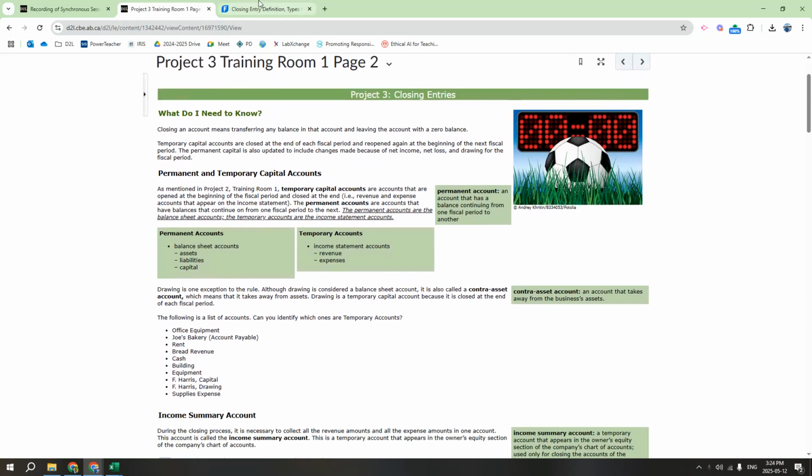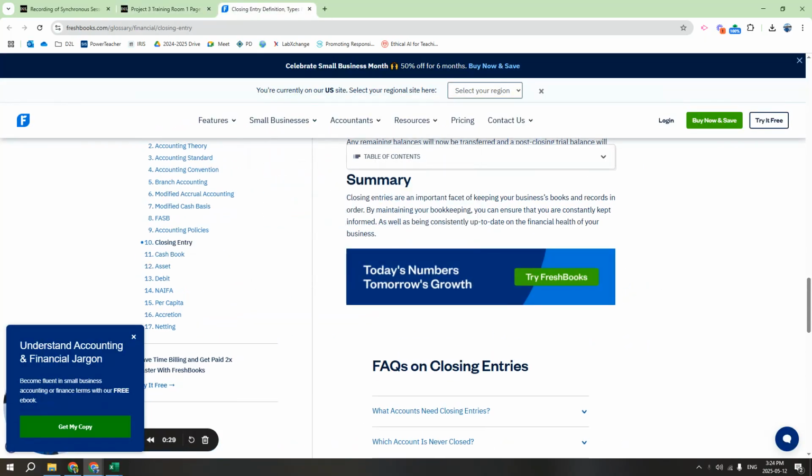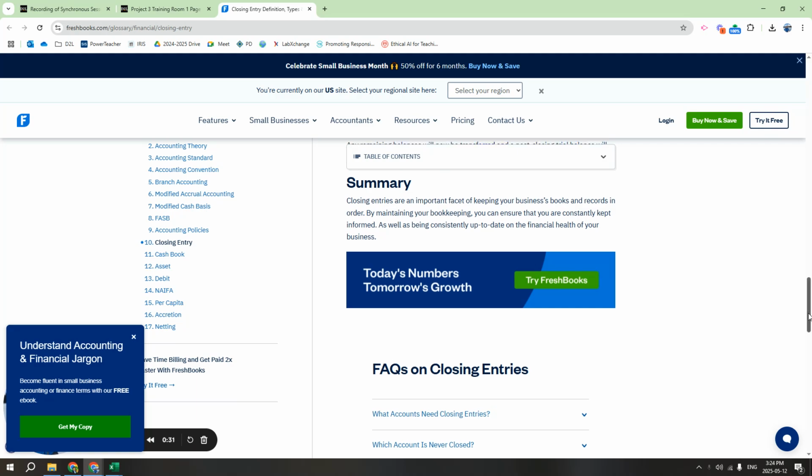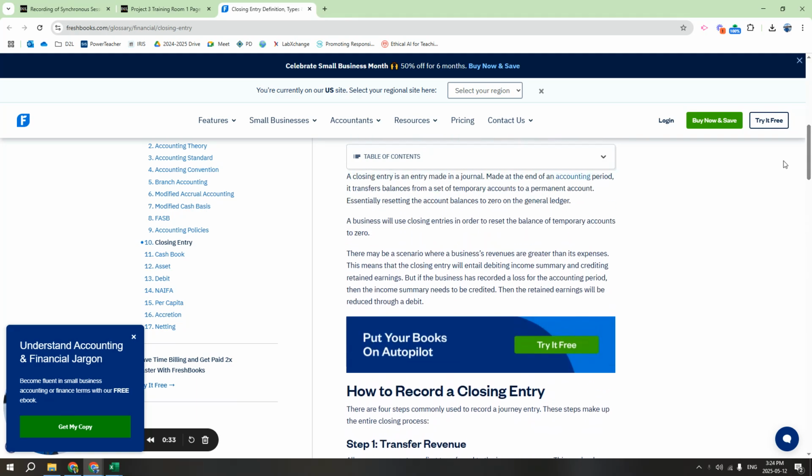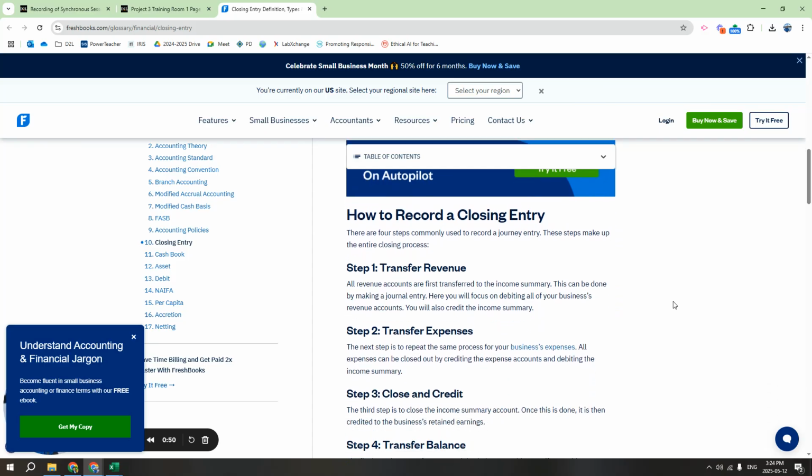A closing entry, and I've also included this link here, is basically a series of transactions that you use to close out the temporary accounts. Remember, those temporary accounts are revenue accounts and expense accounts. And we transfer them to an account called income summary so that we can properly calculate the net income for the period. This website, which I took from freshbooks.com, talks about how to record a closing entry.